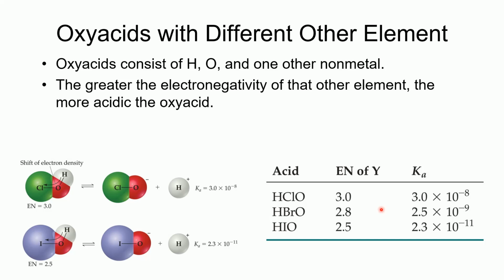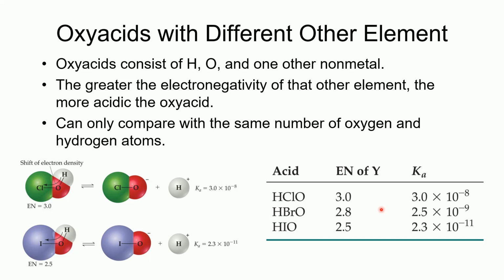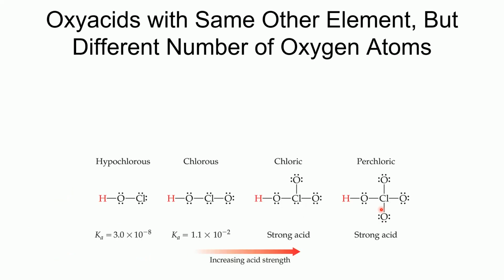Now, one thing I want to point out is that when you're using this rule, you can only compare things that have the same number of oxygen and hydrogen atoms. So, for example, you can't really compare HClO to HBrO2 because they have different numbers of oxygens. Our next rule does look at the number of oxygens, but it doesn't look at the number of oxygens when you have different other elements. It's only when we have the same number of that other element. So oxyacids with the same other element but different numbers of oxygen atoms.